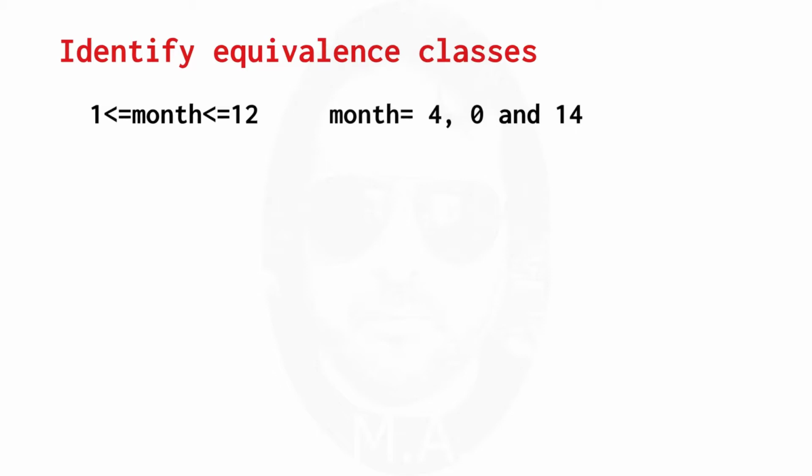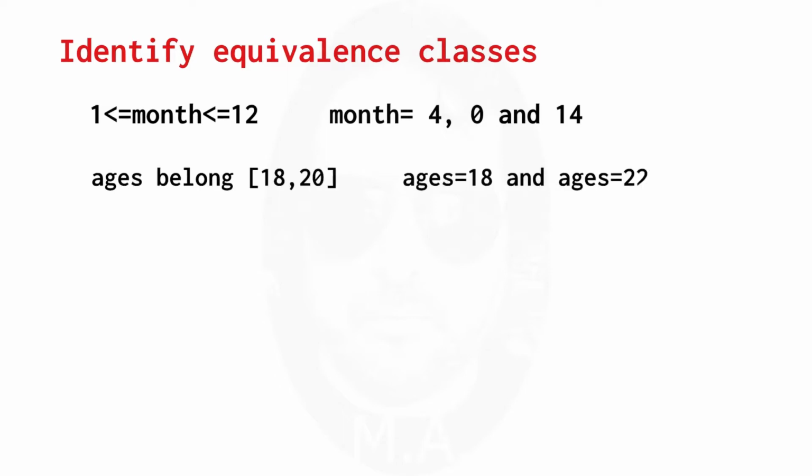range 1 to 12. For inputs with a set of valid values, define a valid equivalence class within and an invalid equivalence class outside the set. Example: age belongs to the set 18 and 20. We have age 18, which belongs to the set 18 and 20, and age equal 22, which does not belong to the set 18, 20.